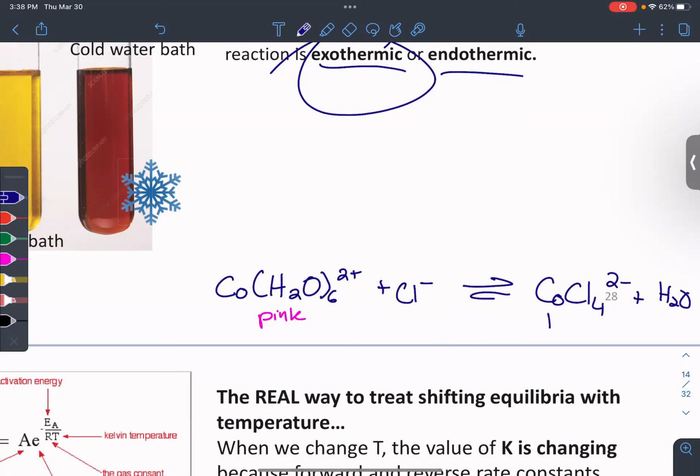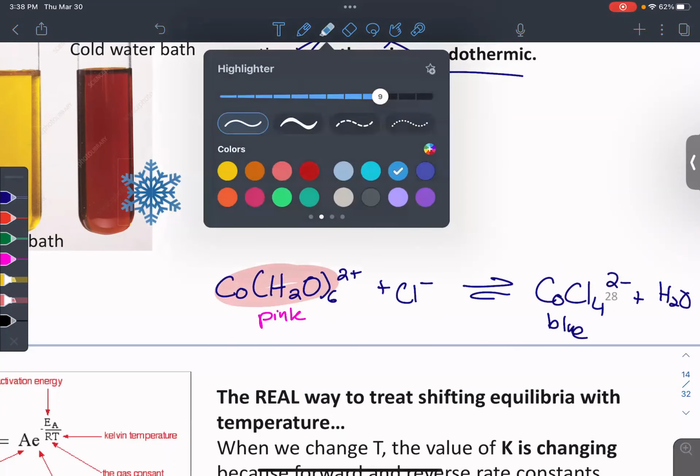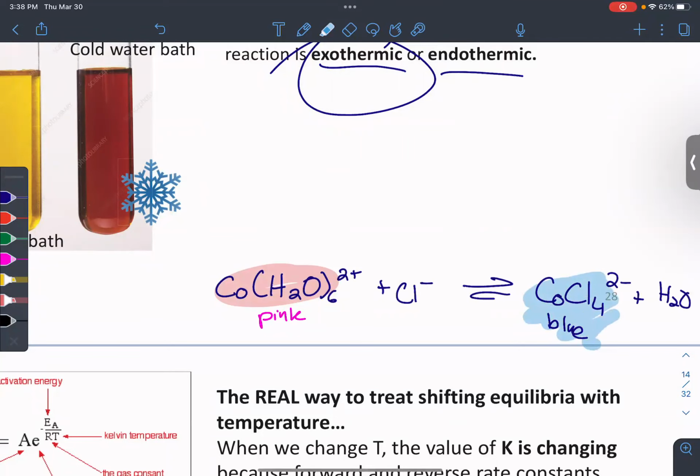The cool thing about this is that this complex is pink, and this one over here is blue. So this is pink, this is blue. This is not balanced, but there's some other stuff going on here. Right now, what color is this test tube? It's purple. So right now we actually see both the pink and the blue at the same time.